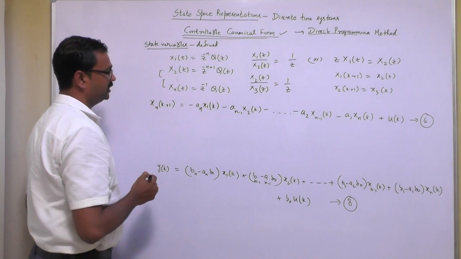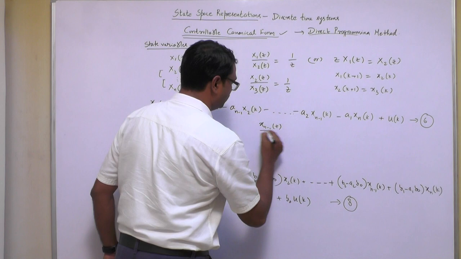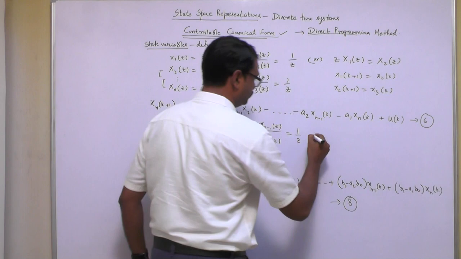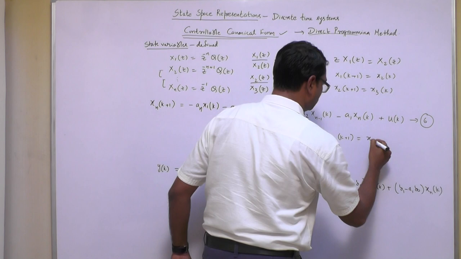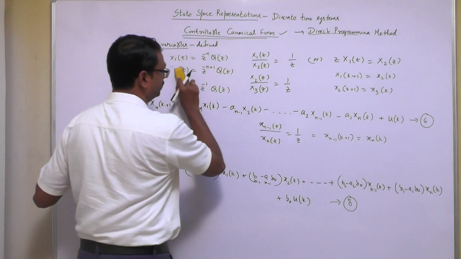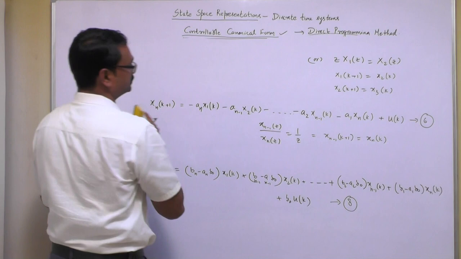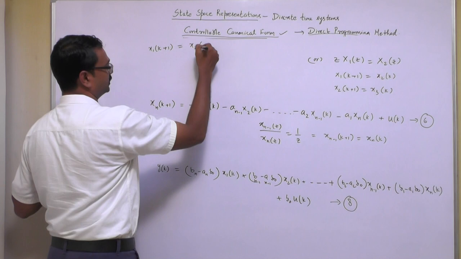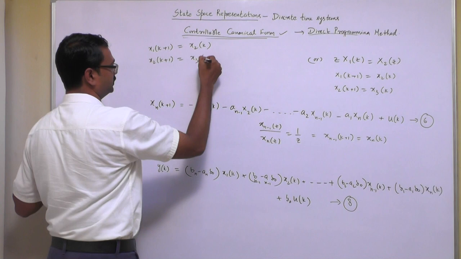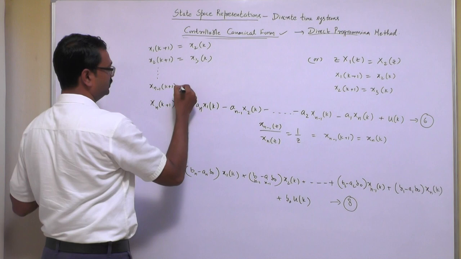So x_{n-1}(z) by x_n(z) is also 1 by z, or you can say that x_{n-1}(k+1) is equal to x_n(k). So these are the equations that we are having, and with these equations, we have x1(k+1) is equal to x2(k), x2(k+1) is equal to x3(k), and so on, x_{n-1}(k+1) is equal to x_n(k), right? And we have this equation.